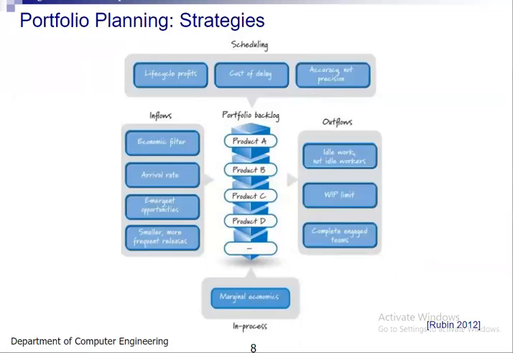So inflows, what will be the inflows in the product backlog? So economic filters, like if you are going with the sequence, how much product A is costing, how much to you guys, right?